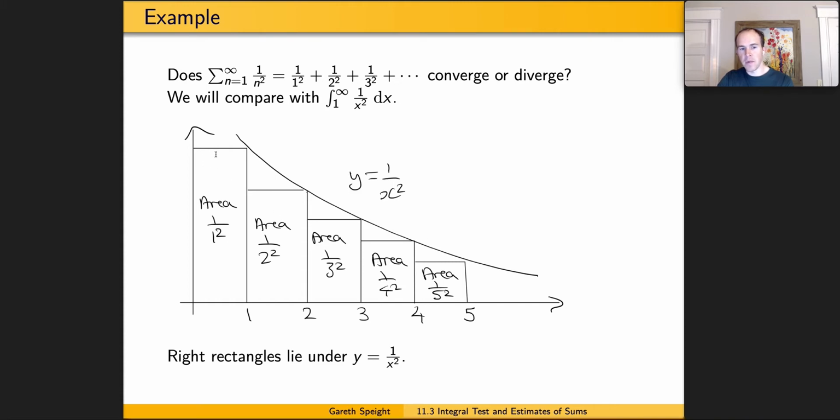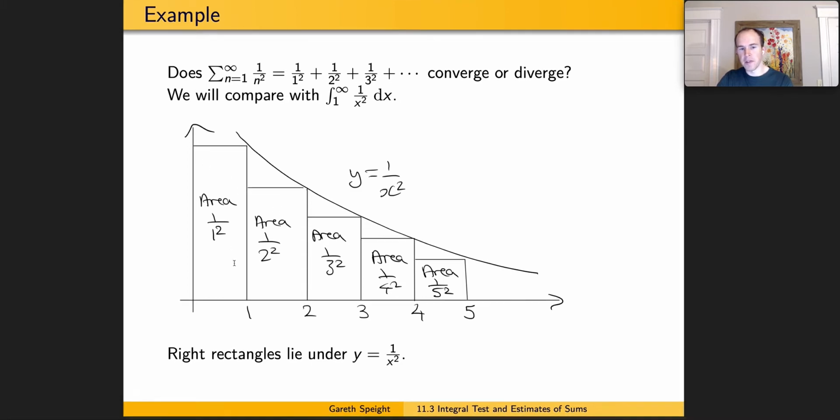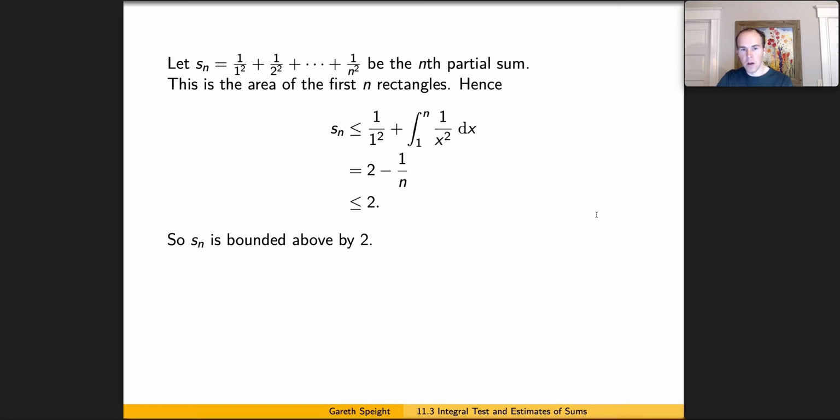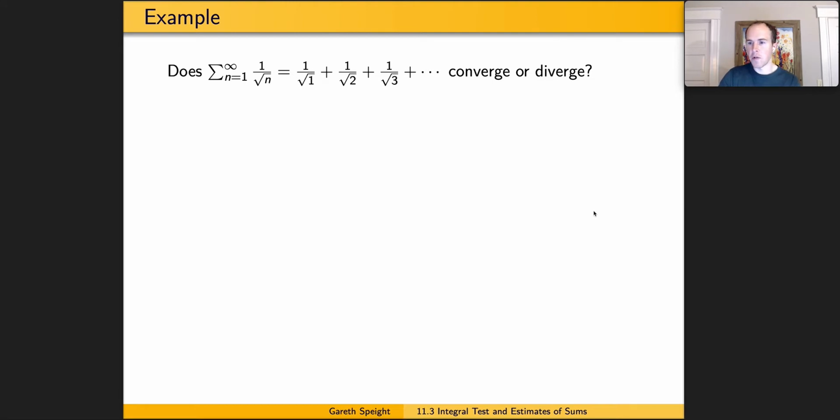And there was only one piece that we had to worry about, from 0 to 1. We split that off and dealt with that separately because we didn't want to include this infinite asymptote of the curve. Okay, going the other way, what about, say, the sum of 1 over square root n? 1 over square root 1, 1 over square root 2, and so on. Let's compare it with the integral of 1 over square root x. But now this integral diverges. So we might hope to show that our sum diverges.